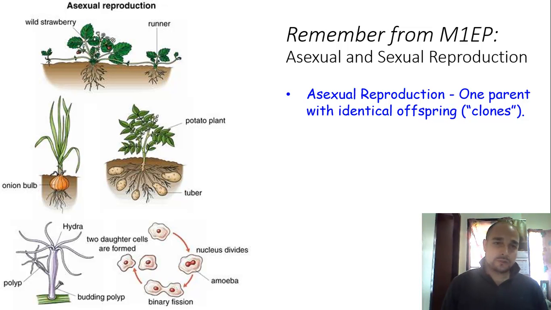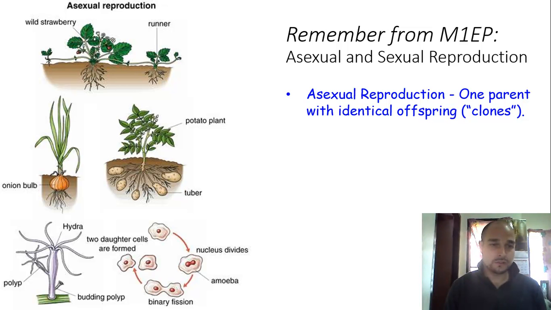Alright, so the picture on the left shows a couple different kinds of asexual reproduction. This is one parent with identical offspring, often called clones. The top picture shows a wild strawberry plant. One way it reproduces is by having a runner come off from the side, and that sprouts roots, then leaves, and it will flower. So it can go through sexual reproduction with a flowering plant with flowers, but it can also go through asexual reproduction and make a clone, a copy of itself.